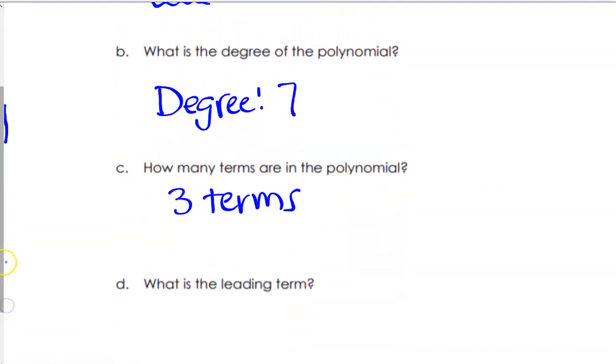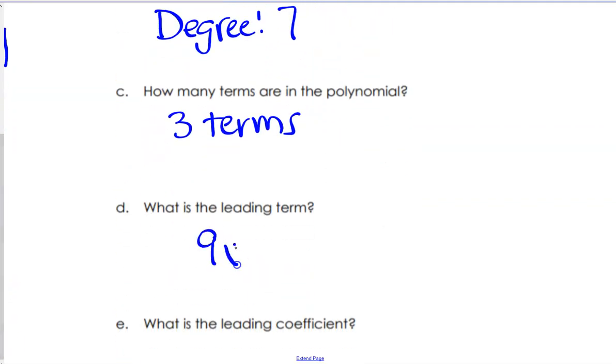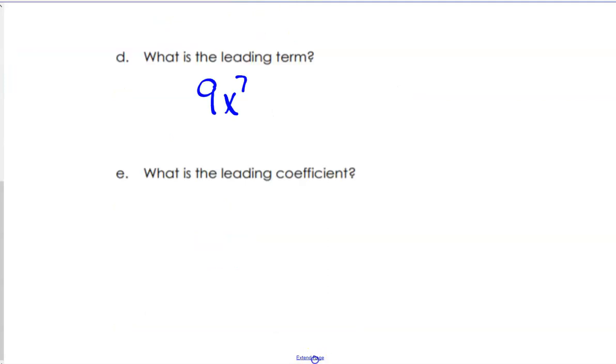Our leading term is our first term, which was 9x to the 7th, which makes my leading coefficient the very first number, which is 9.